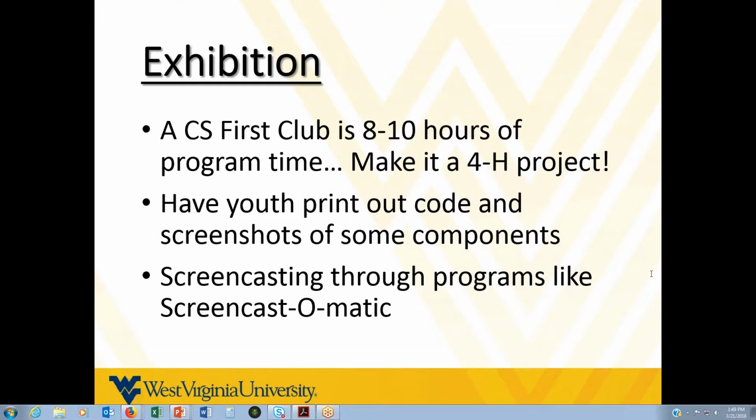Now, each state's going to be very different. I do know that a lot of states have what's called a self-determined or a You Decide project. So while they're doing these wonderful activities, the educational components are there, it may have to fall into those categories or into that project book format, depending upon what your state's land-grant university will allow for that traditional 4-H project work. So in some states, they just have the youth print out the code and have screenshots of some of the components.